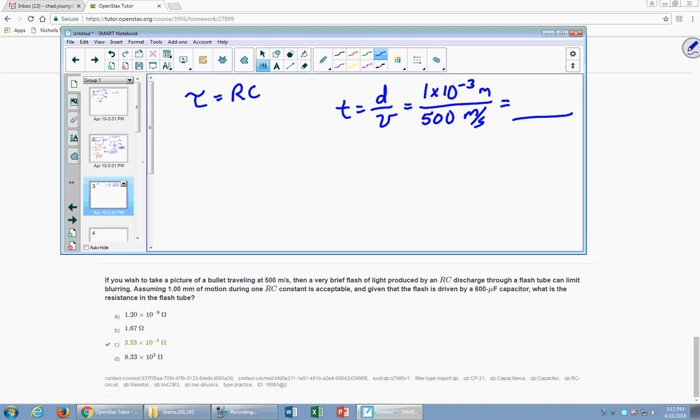I set that equal then, whatever this is, I don't know what the value is, but I set it equal to the time constant. Because I'm looking for an RC circuit that will have a time constant that's equivalent to the time that it takes this bullet to travel 1 millimeter. Right, yeah, 1 millimeter. Okay? Oh, not the capacitance, this whole thing. So let's just see it through to the end.